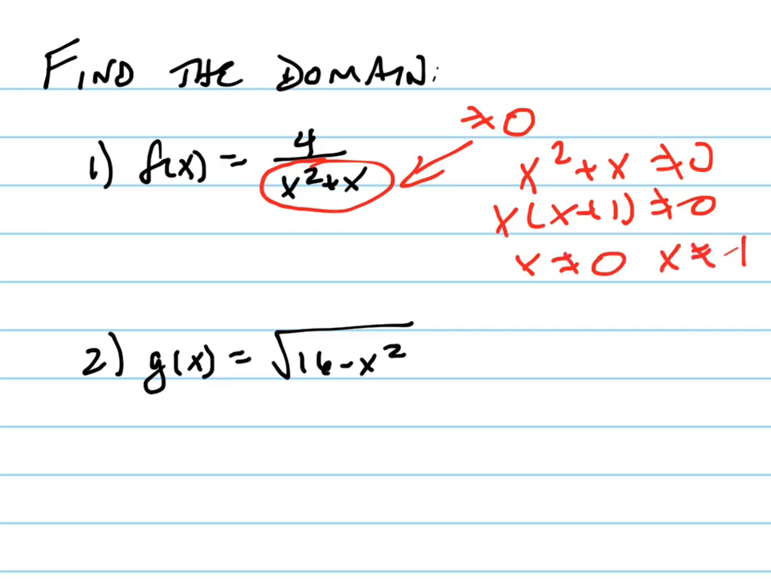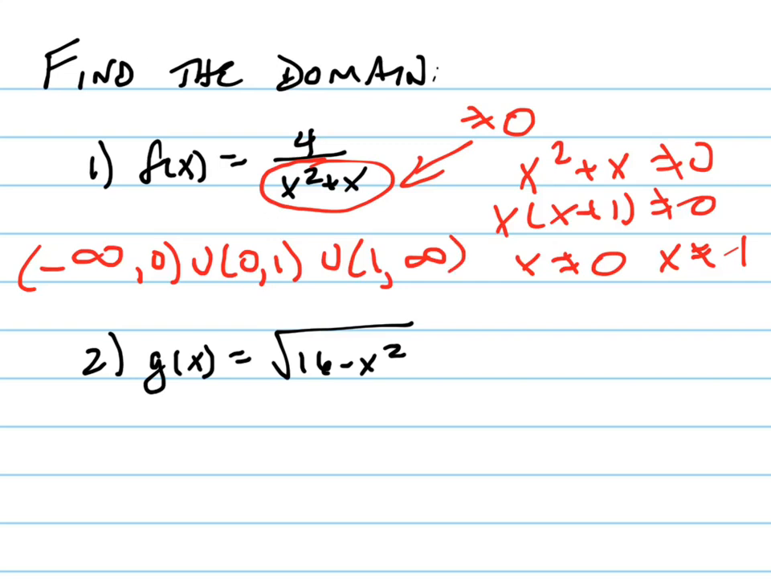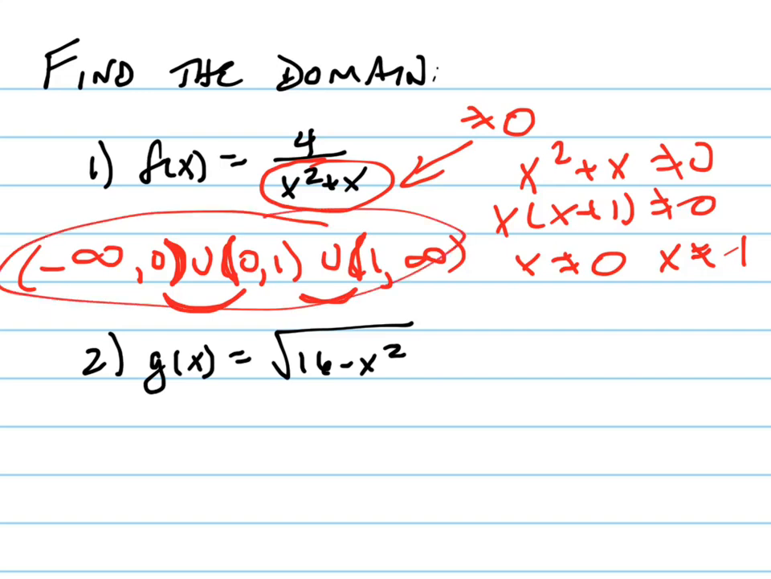equal 0, and x can't equal -1. If they want you to write it in interval notation, you write from -infinity to 0, union 0 to 1, union 1 to infinity, which means it's including everything but 0, because the open parentheses means it's not including that number, and 1. So that's your answer.